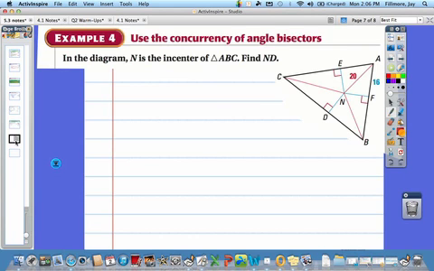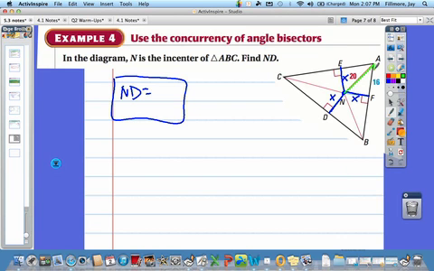Here, n is the incenter. Find the length of ND. So that's what we're looking for. Well, in this case, we don't know what ND is. I'll go ahead and call it x. But if n is the incenter, I know it's equidistant from all 3 sides. So I can call all 3 of those x. Well, I don't know what any of those are, so that's not going to help me out.